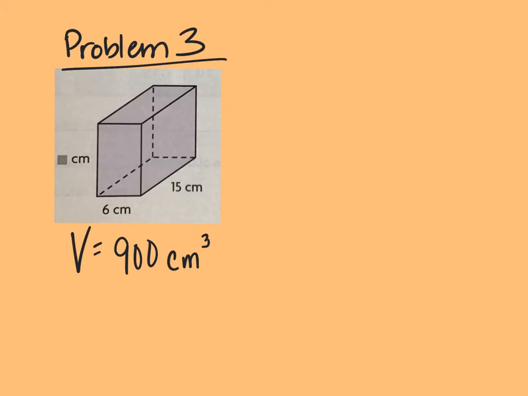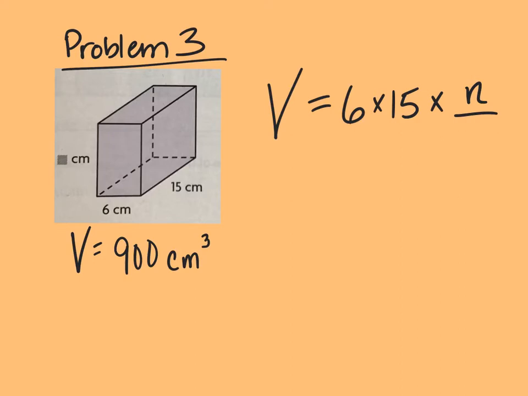Try this one. It's a little bit different. You're actually missing the height instead of trying to find the volume. You already know the volume. So try it and then resume. Here I'm going to set up my formula. Volume equals the length times the width times the height, which I don't know. So I'm going to put in an unknown. I'm going to put an n for that, trying to solve for n. So here I know the volume is 900.